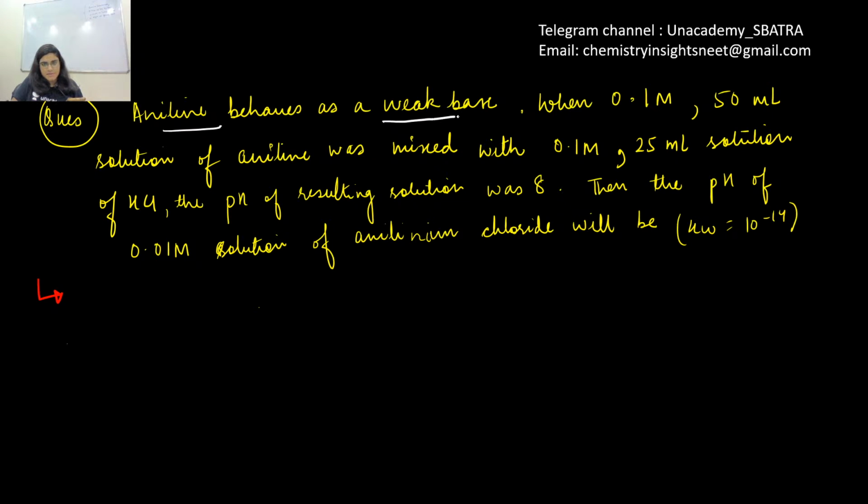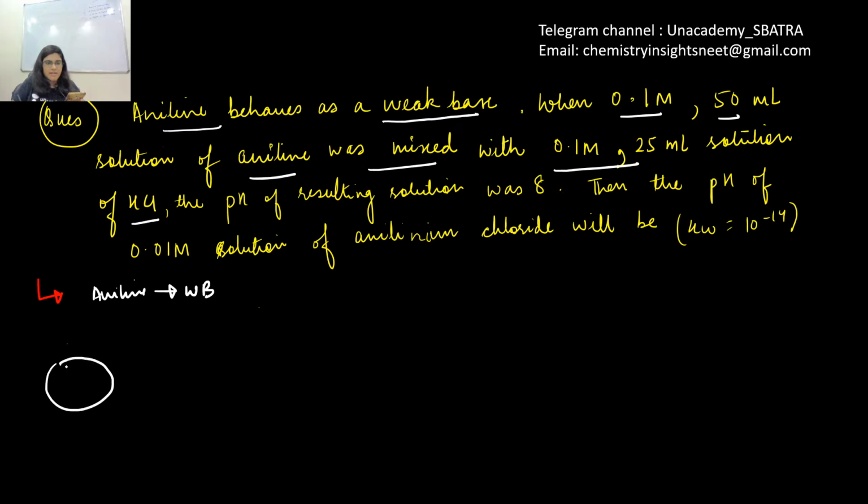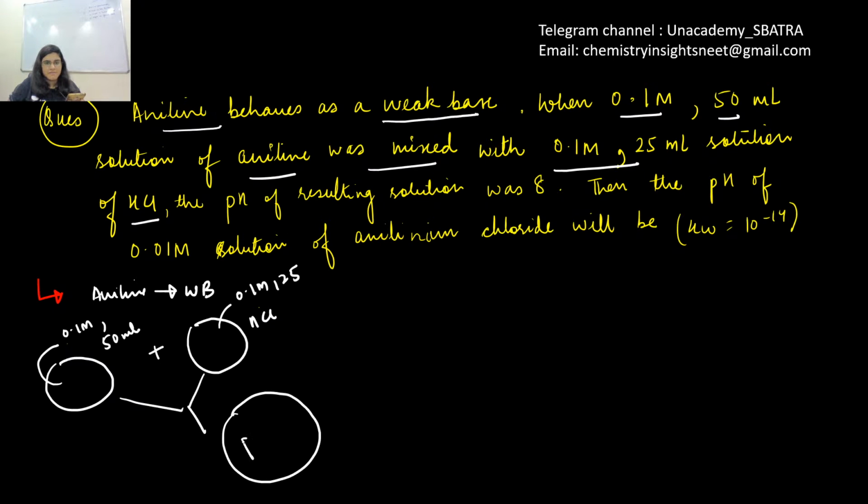Aniline behaves as a weak base, right? So here aniline is a weak base, right? It's given in the question that you have a weak base, all right? So when this much amount of solution of aniline was mixed with this solution of HCl, for example, I have a beaker, right? And in which I have aniline which is 0.1 molar, 50 ml. All right, and I have a solution of HCl which is 0.1 molar, 25 ml, and I'm mixing these two solutions and the pH of the resulting solution is 8. Now what I have to find out? I have to find out the pH of this 0.1 molar solution of anilinium chloride, right? So this is my question.